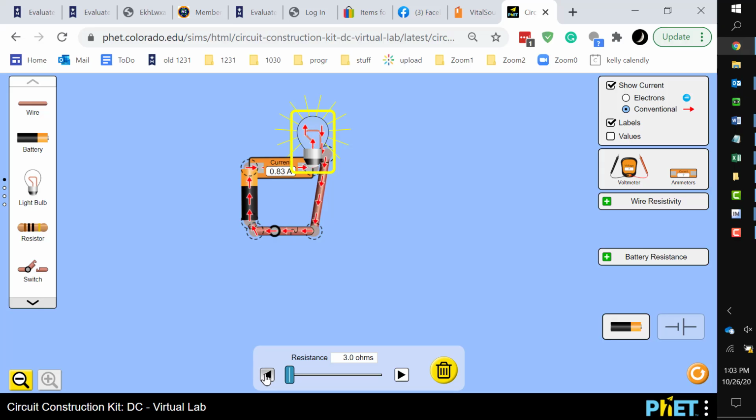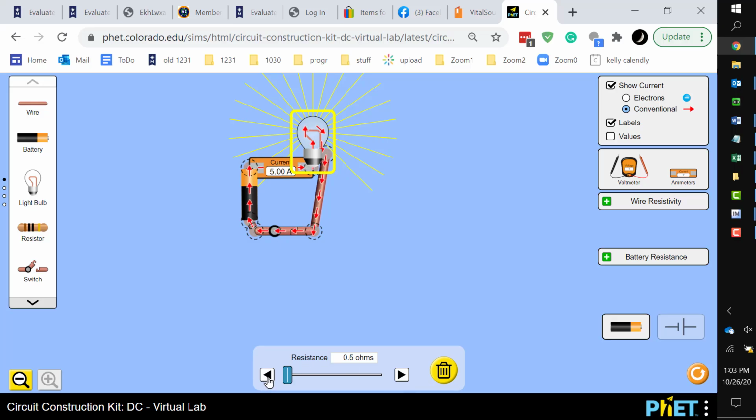As you reduce the resistance, you're imagining changing the material in the light bulb. It lets the electricity flow through easier, which lets the battery pump it through faster. So now it's up to 5 amps and this light bulb is glowing bright.